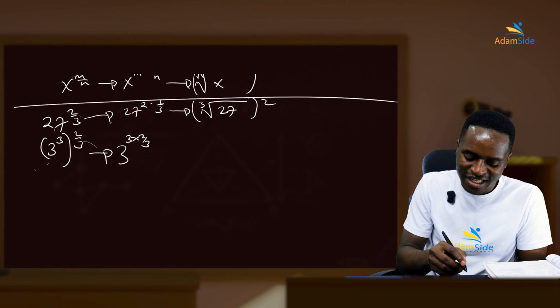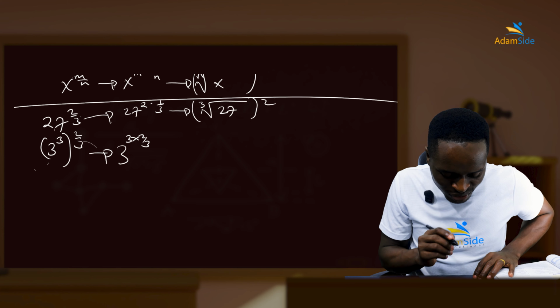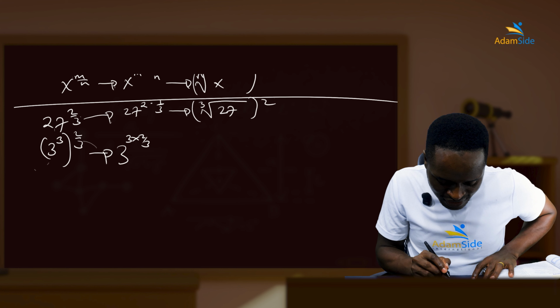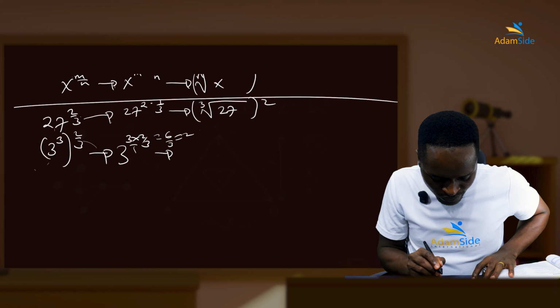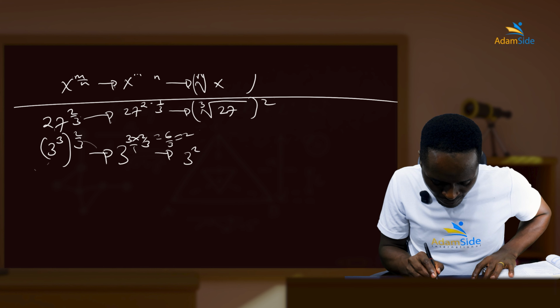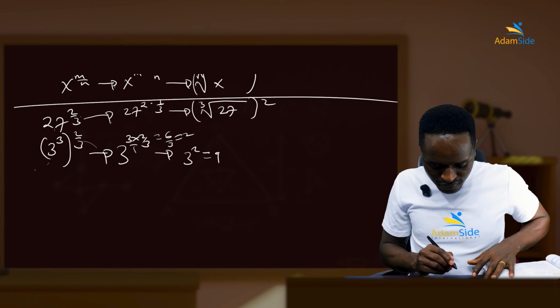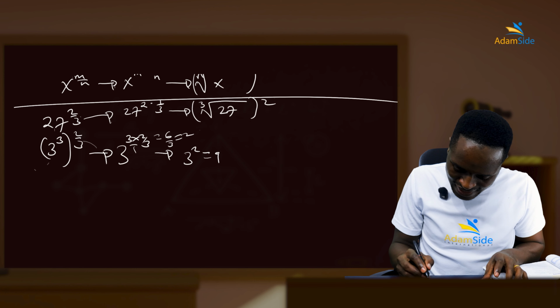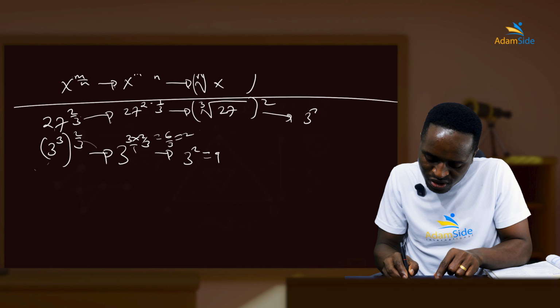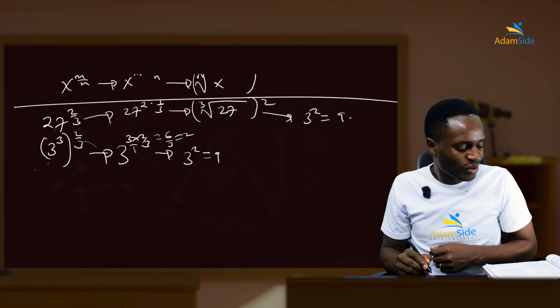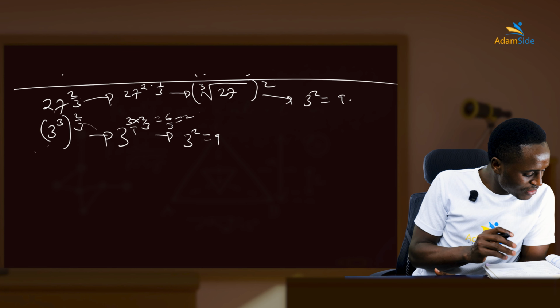Are we together? If we apply our fractional understanding, we're changing the base. We open the bracket. What do we get? 3 times 2 is 6, divide by 3, you get 2. So it's the same as 3 power 2, which is 9. Let's check with that understanding. The cube root of 27 is 3, so 3 squared is 9. Correct. Now we have understood.